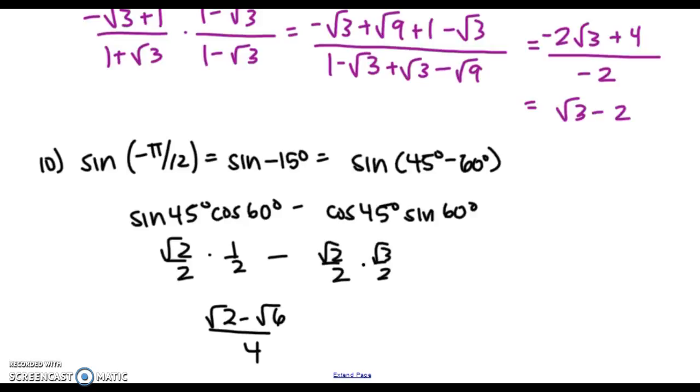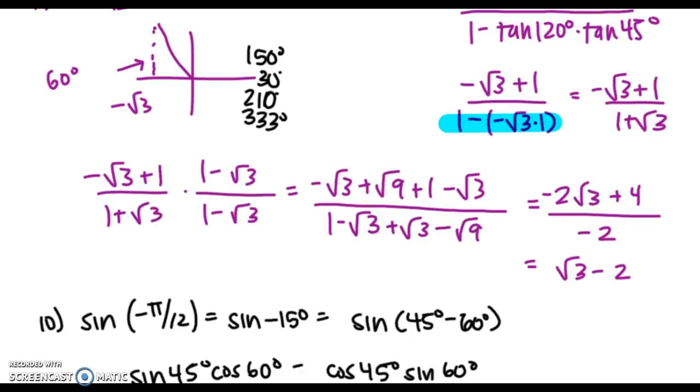And last but not least, sine of negative pi over 12 simplifies down into negative 15 degrees. I rewrote it as 45 minus 60. Kind of just plug and chug the math from there. Tangent is definitely the least fun of all of these to do because you always have to divide that conjugate. Or multiply by that conjugate because you have that division going on.